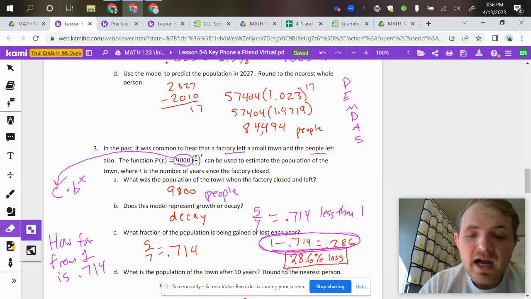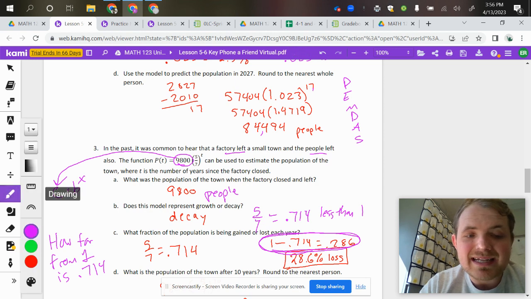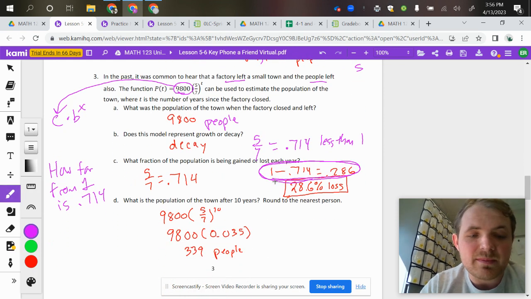Part D is saying, what is the population after 10 years? So that's when you're going to plug in 10 for that exponent up there. So it's 5/7 to the 10th power. Again, I don't want to multiply those first. I want to take 5/7 raised to the 10th power. We get this decimal there. I'm going to multiply by 9,800 to get 339.